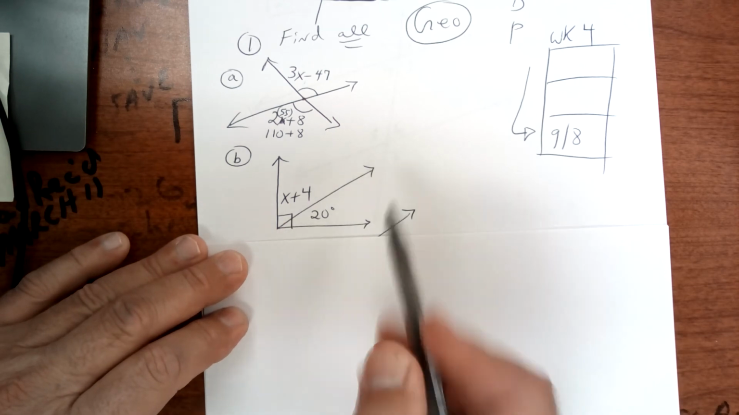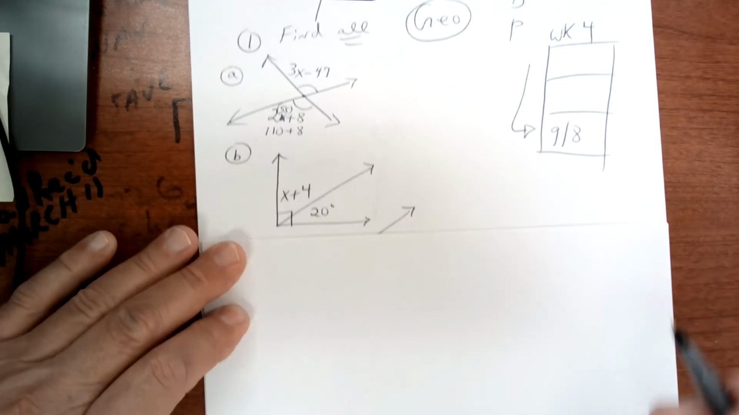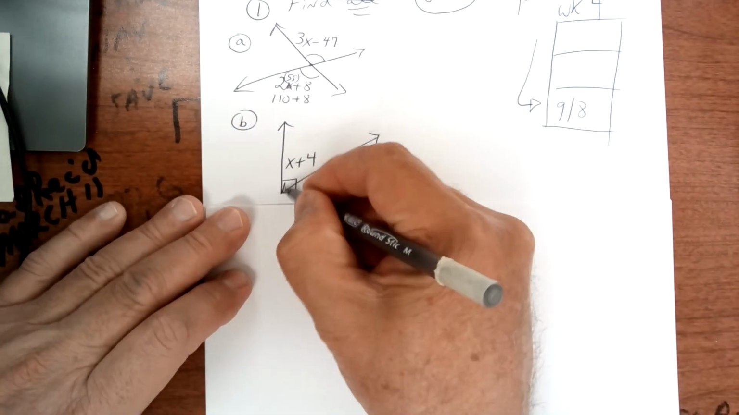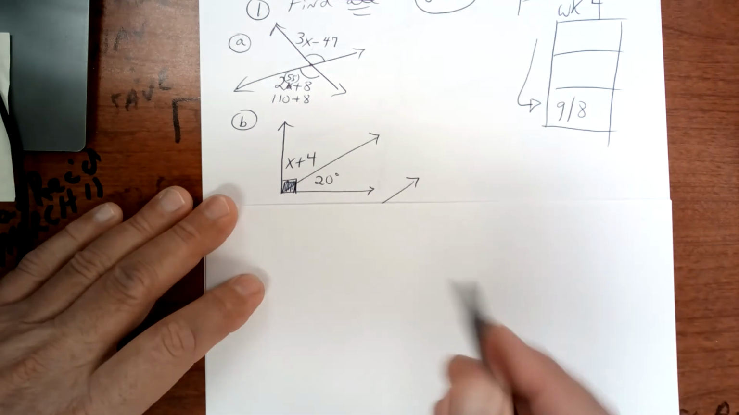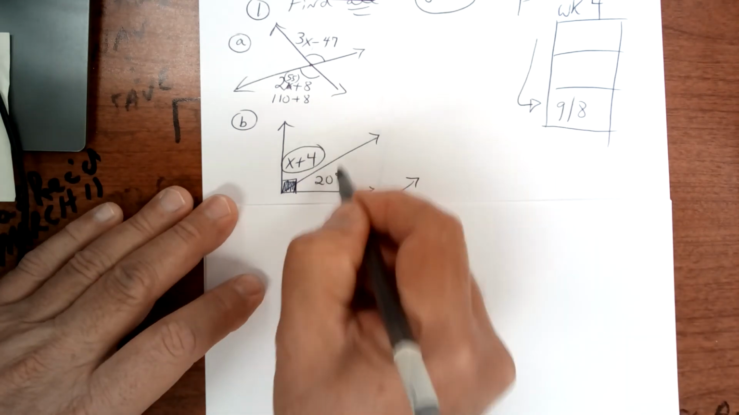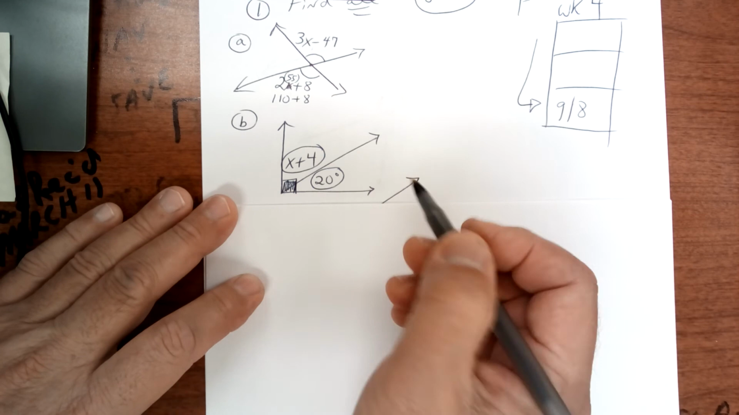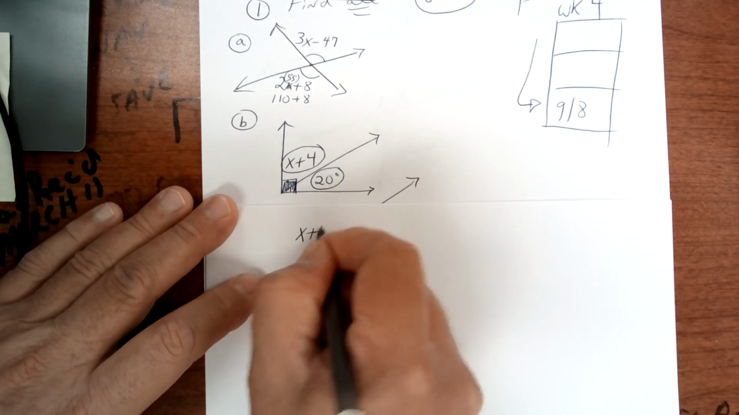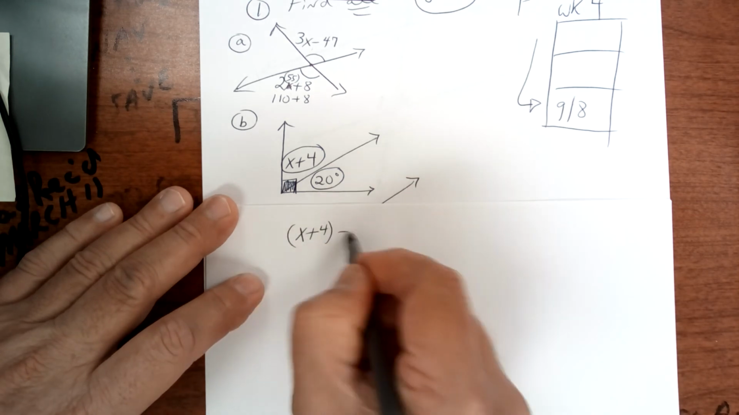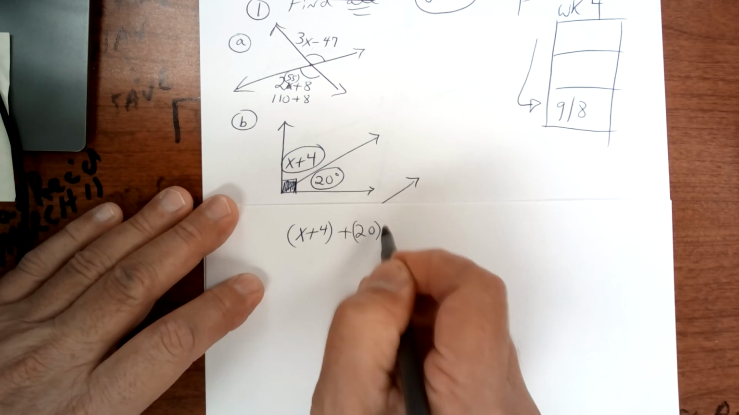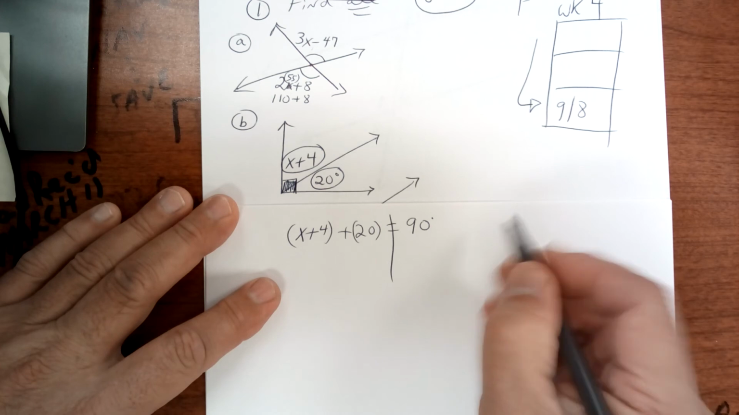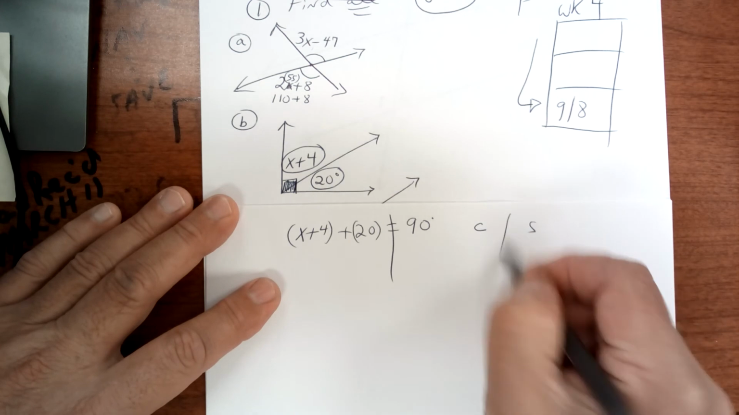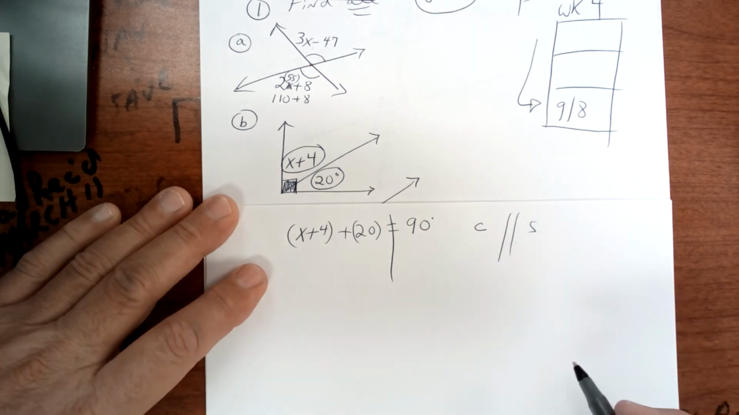So look at that box. Excuse me. Color this box in. Every box here means 90 degrees. So what you're going to do is take this one plus this one and set it equal to 90 degrees. So x plus 4 is the upper angle, plus 20 is equal to 90 degrees. Do you know what that is? Is that called complementary or supplementary? You go ahead and decide.